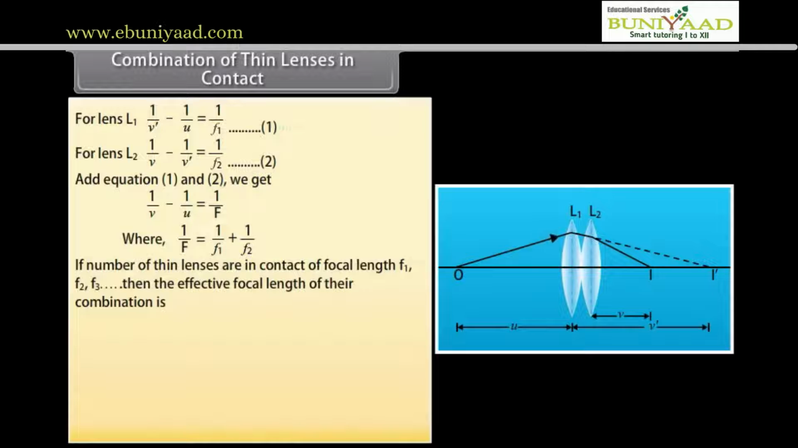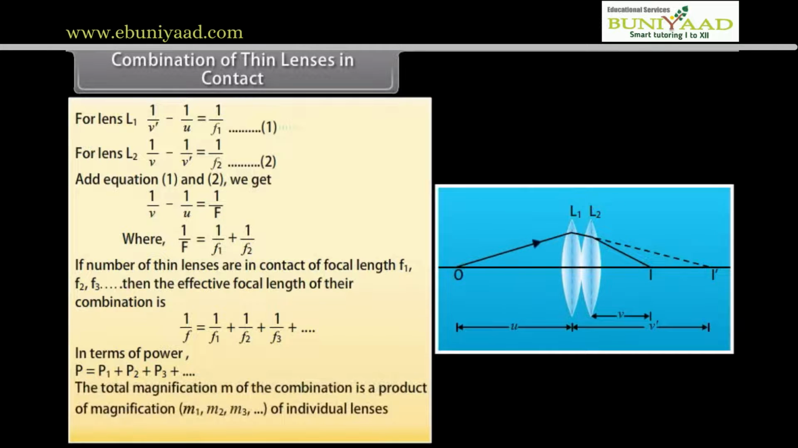If a number of thin lenses of focal lengths f1, f2, f3 are in contact, then the effective focal length of their combination is 1/f is equal to 1/f1 plus 1/f2 plus 1/f3, and so on. In terms of power, P is equal to P1 plus P2 plus P3, and so on. The total magnification M of the combination is the product of the magnifications M1, M2, M3 and so on of the individual lenses. M is equal to M1 times M2 times M3.